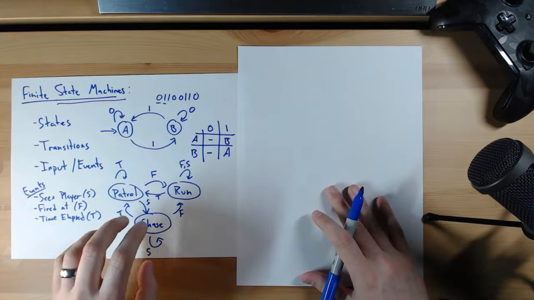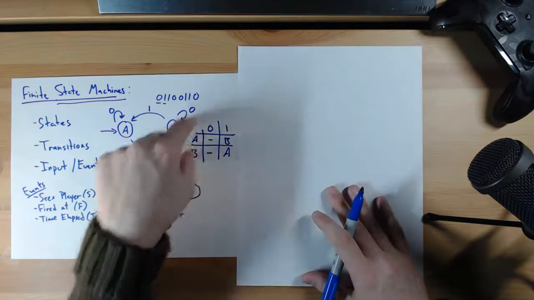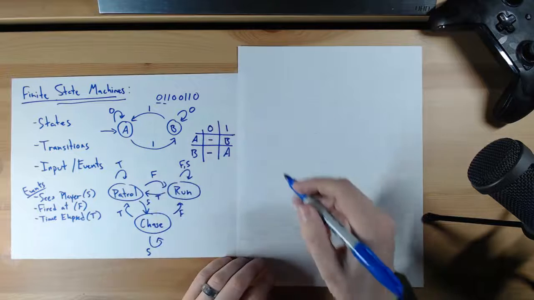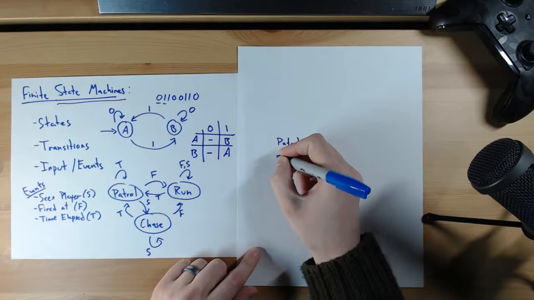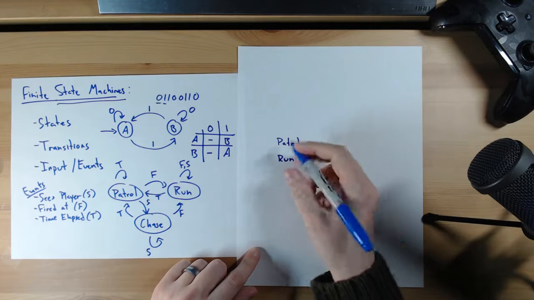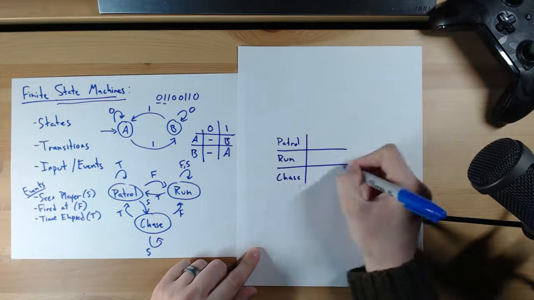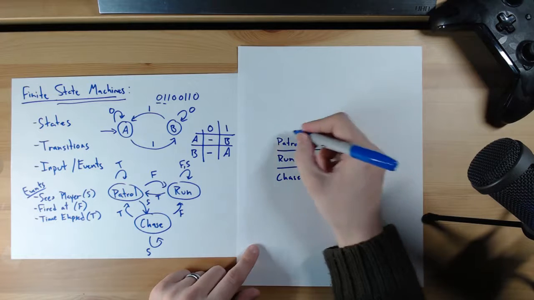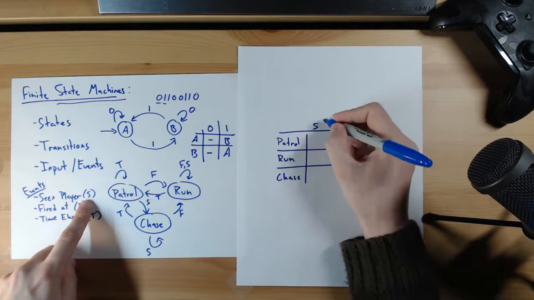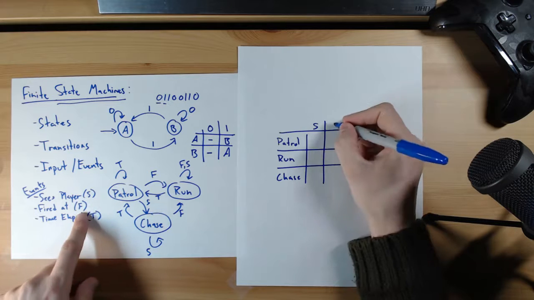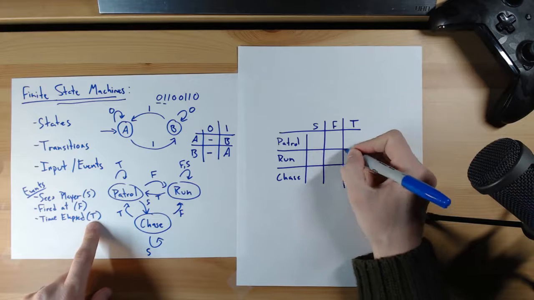Right. So I think it's worthwhile taking this diagram and then also drawing it in this sort of format, this table format, in which case we would have these three states. We would have patrol, run, and chase. And then our events into this system would be our sees the player, S, fired at, F, and whether or not some amount of time has elapsed.